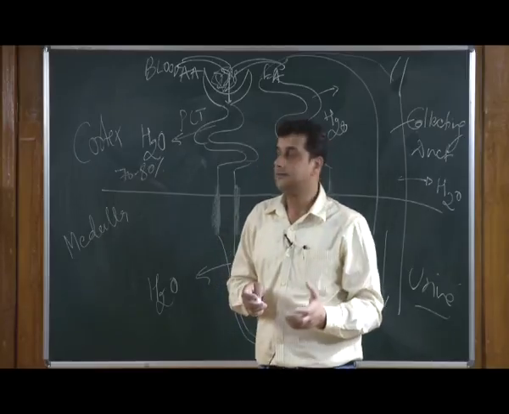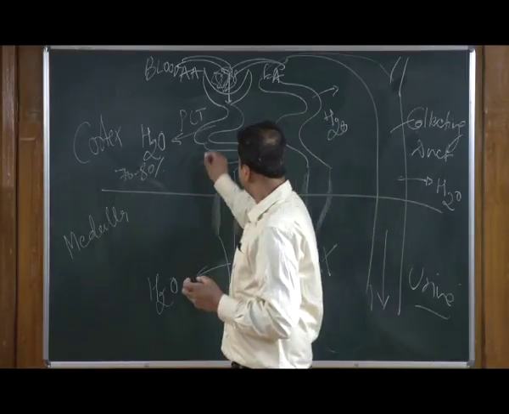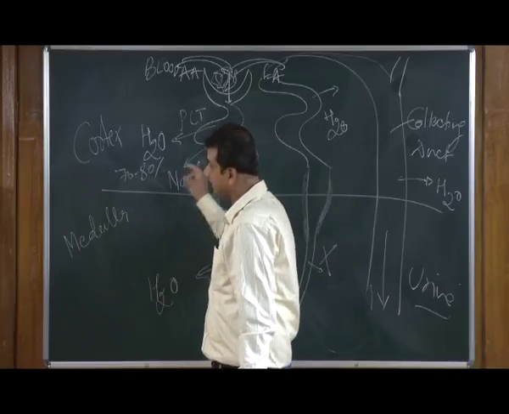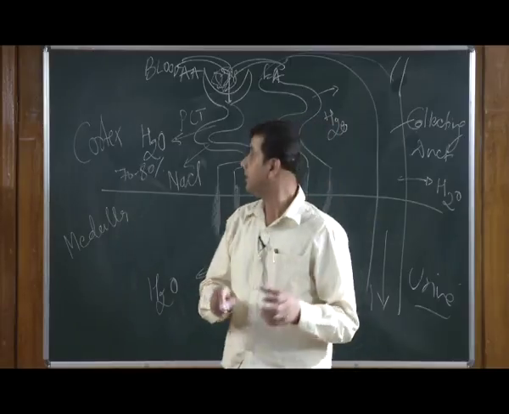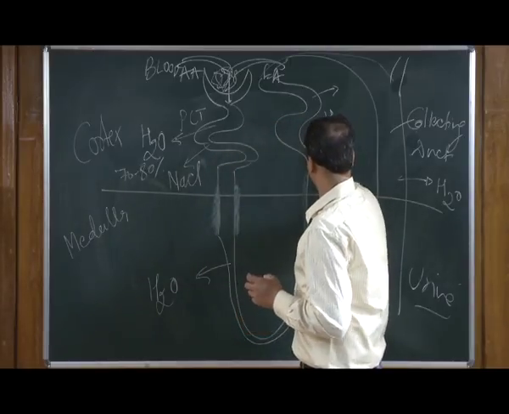We have ions, and some of the ions which are necessary for the body is NaCl. So NaCl is getting reabsorbed here in the proximal convoluted tubule and also from the distal convoluted tubule.